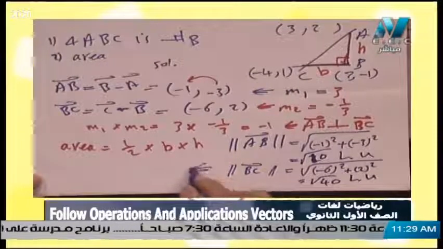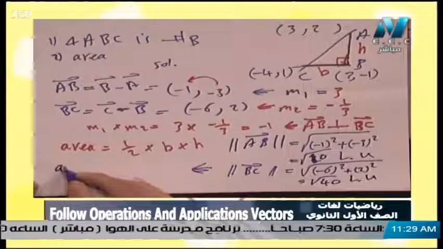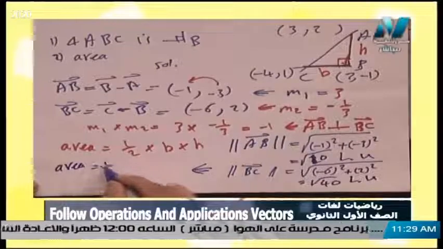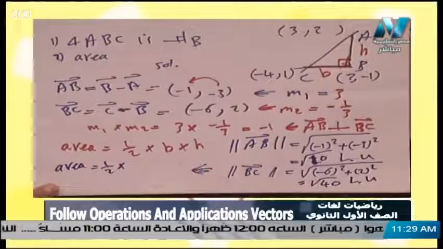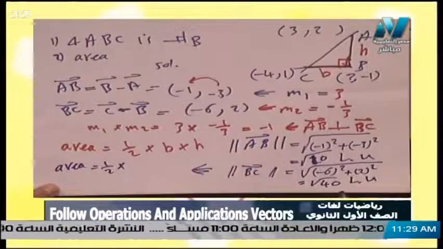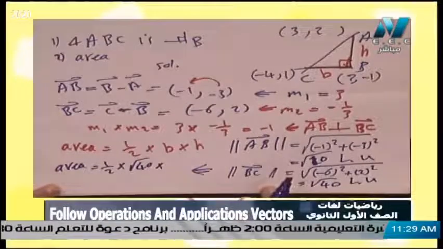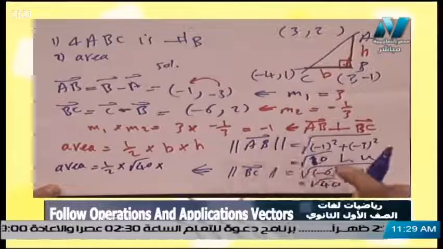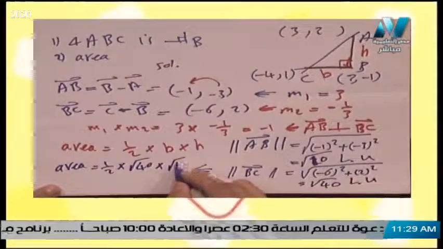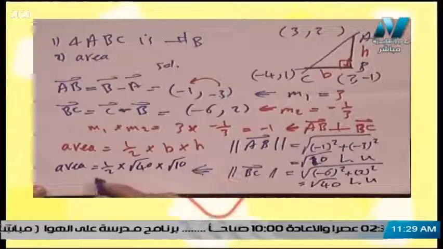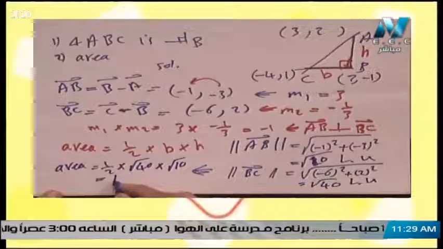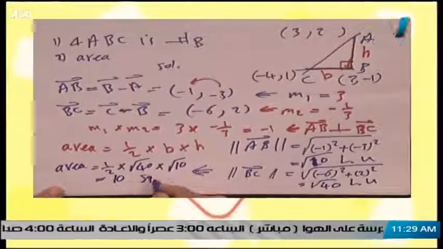Okay, so to find the area, multiply half times the base, which is CB, equal to square root 40, multiplied by the height, which is AB, which is square root 10. So the final answer will be 10 square units.